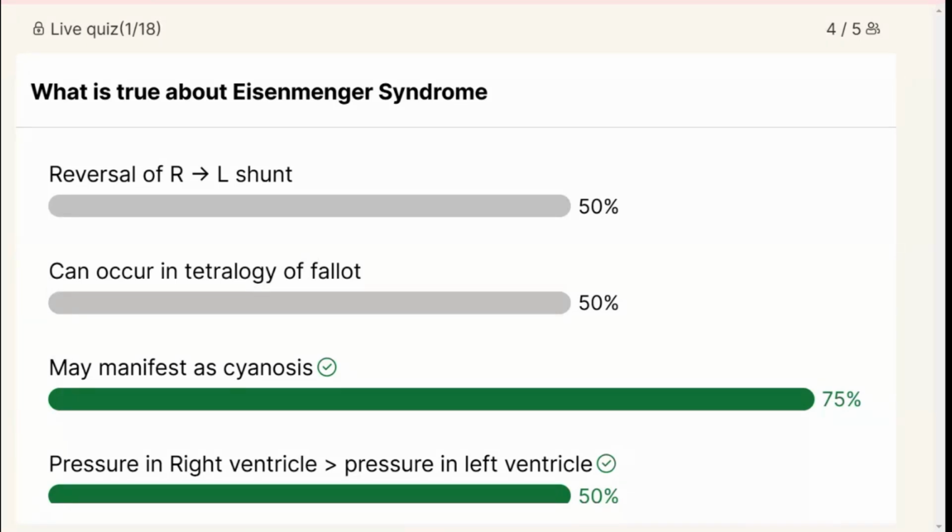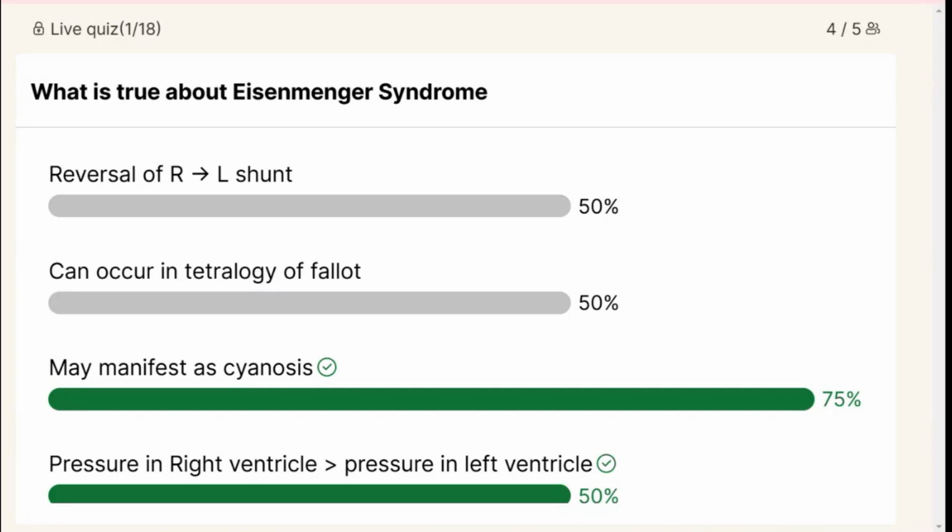Again, tetralogy of Fallot actually has not much to do with Eisenmenger syndrome, because it starts off with a right to left shunt because of a bunch of defects: the right ventricular outflow tract obstruction, the pulmonary stenosis, etc., and the VSD. So it doesn't really have much to do with this syndrome.